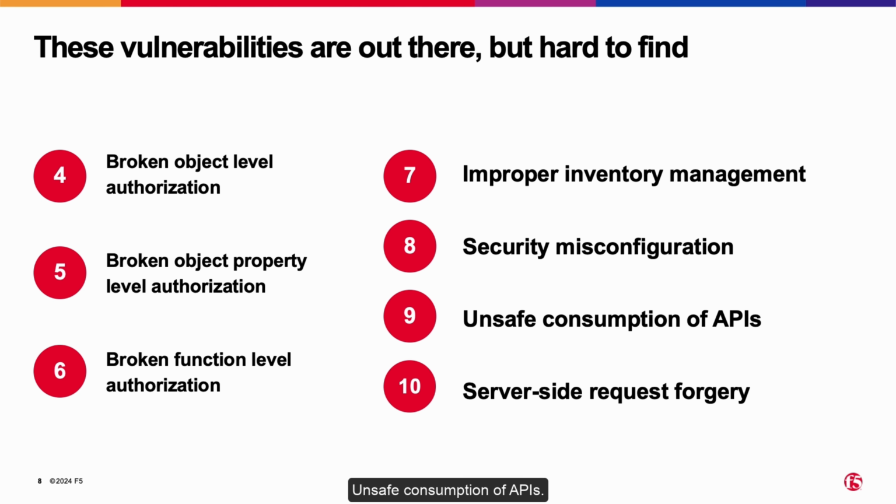Unsafe consumption of APIs is when one API consumes the resources of another API when it shouldn't, when that third-party API or other API internally is returning, for some reason, content that is malicious. Server-side request forgery is when a request to an API causes it to consume other resources that are not safe to consume, that cause malicious behavior.